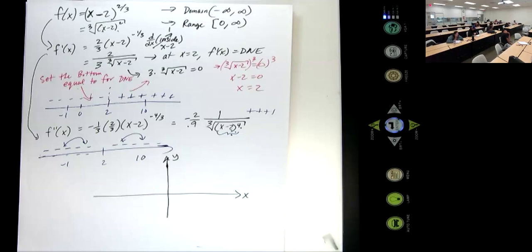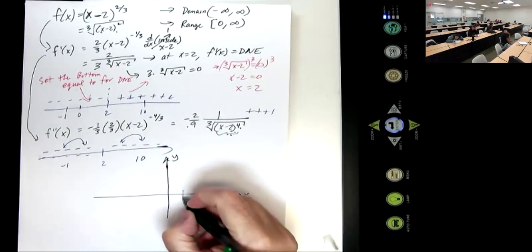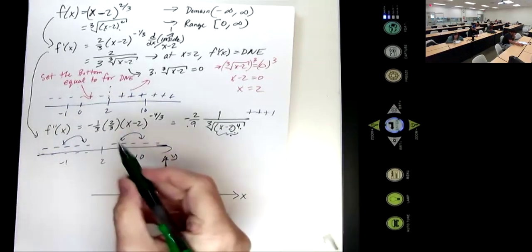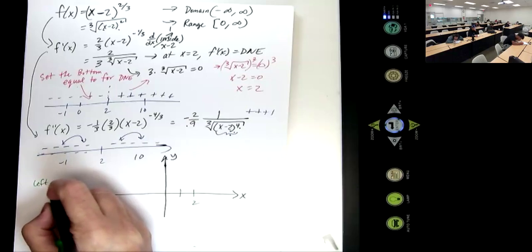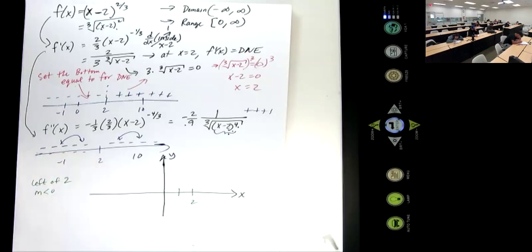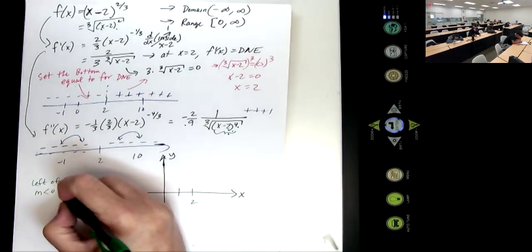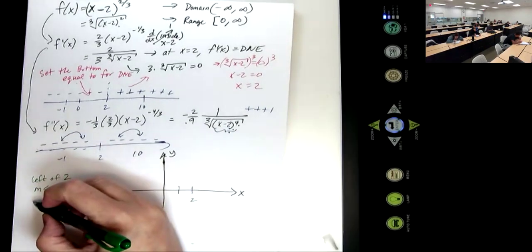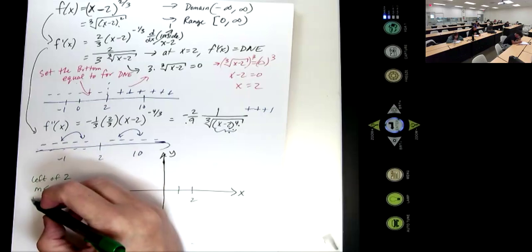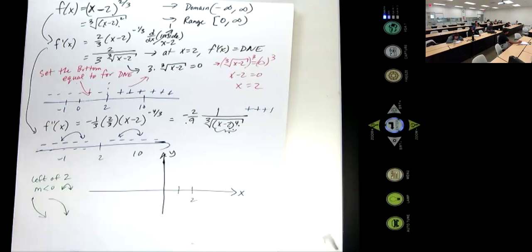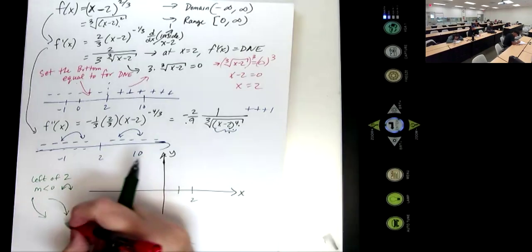Okay, so we got x equals 2 here. To the left of 2, we have m is less than 0, the slope is negative, and it's concave down. Slope less than 0 means it can do this, or it can do this. Both of those have a negative slope. The concave down one is saying this one.